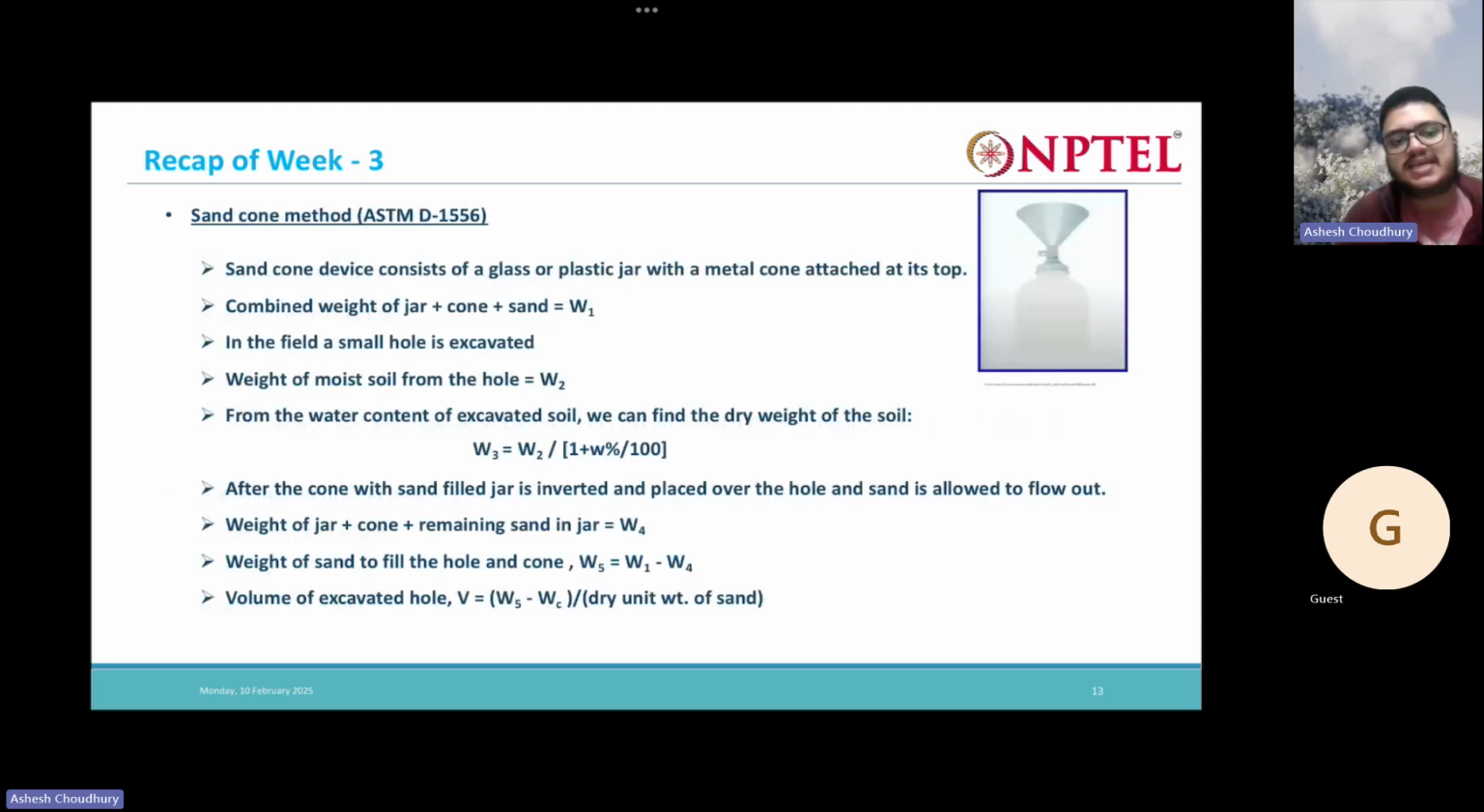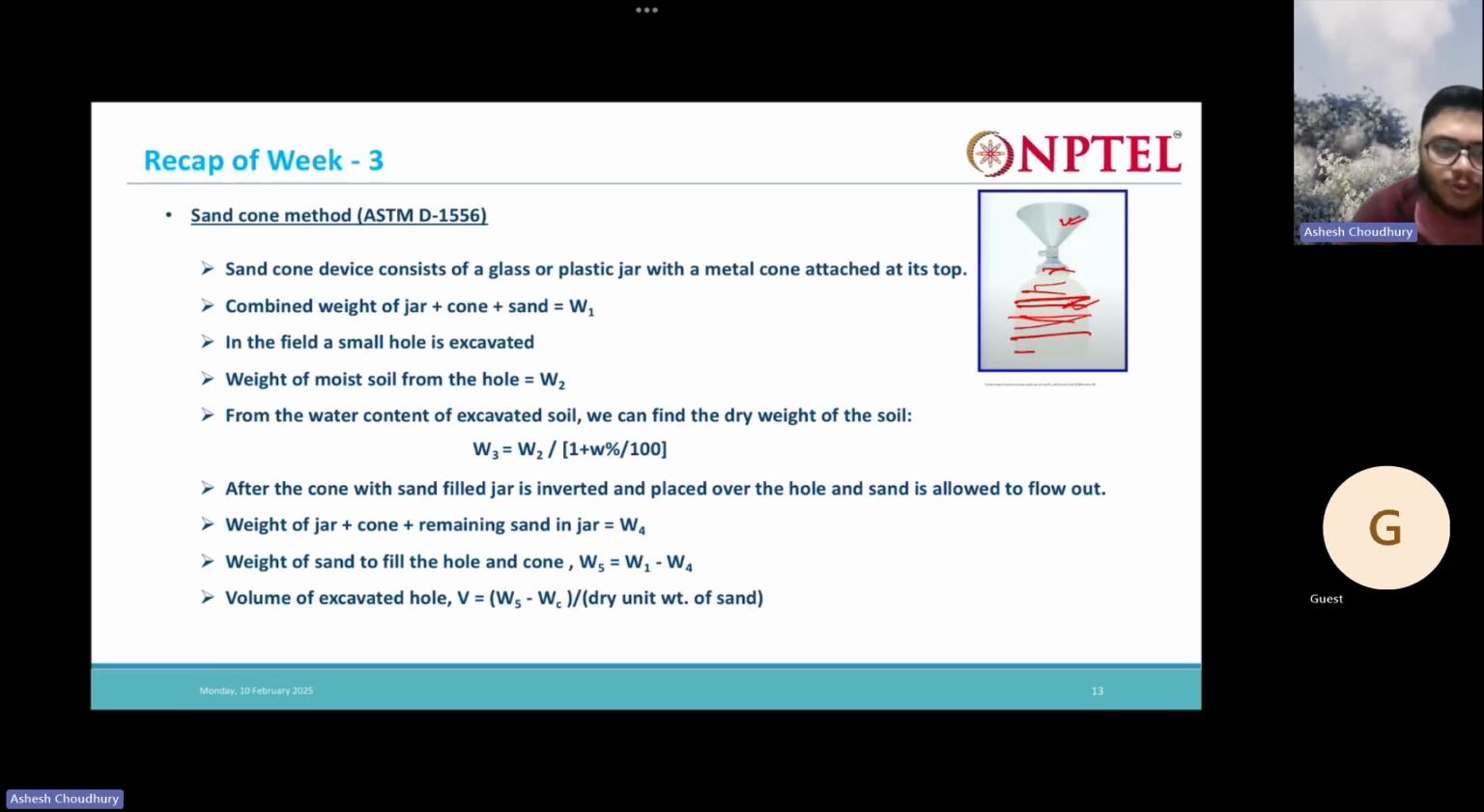The sand cone device consists of a glass or plastic jar with a metal cone attached at its top. So you can see a jar, and at the top of the jar we have a metal cone attached. We fill sand into it completely. The combined weight of the jar plus cone plus sand, we note it down first, is W1.